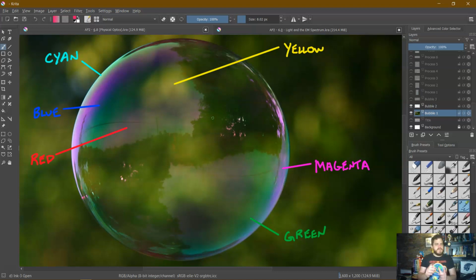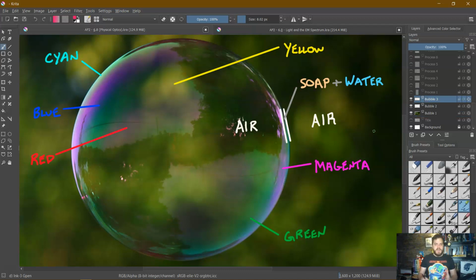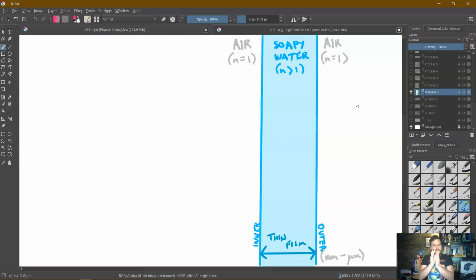And this really comes down to the structure of the bubble itself, really what it is made out of and what is inside and outside of it. Specifically, we have air both inside and outside the bubble, but then the layer of the bubble itself is this really thin film of soap and water, this really, really thin surface. So let's zoom in on this piece of the bubble here, this side piece. And we've got air on the outside, air on the inside. Air has an index of refraction of 1.